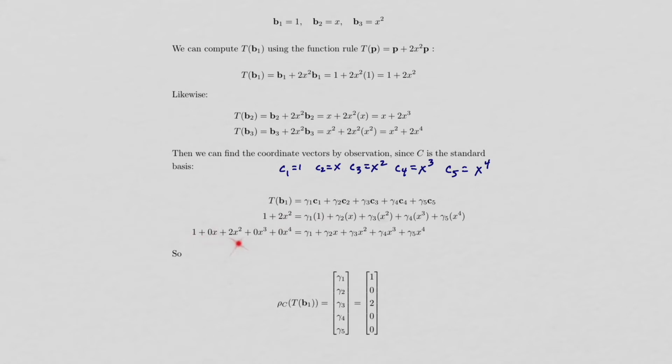So 1 plus 0x plus 2x squared, etc., equal to this linear combination. And I can just observe, well, 1 has to be equal to gamma 1, 0x has to be equal to gamma 2x, 2x squared has to be equal to gamma 3x squared, etc. So I can essentially read the gammas right off of this linear combination, 1, 0, 2, 0, 0. And there is my coordinate vector of T of B1 relative to C.